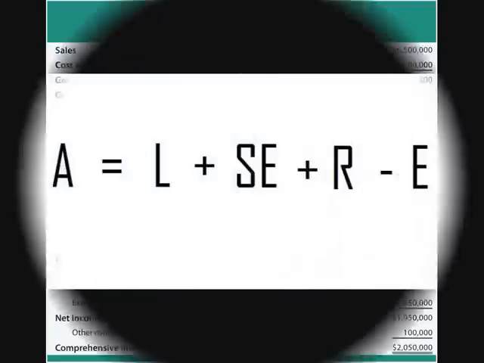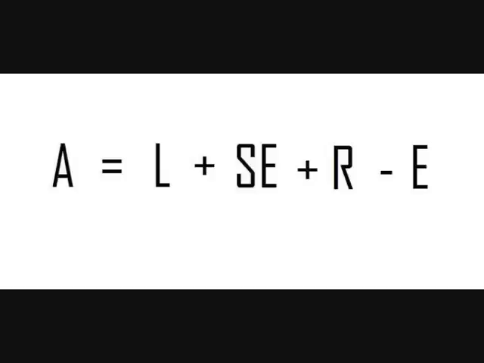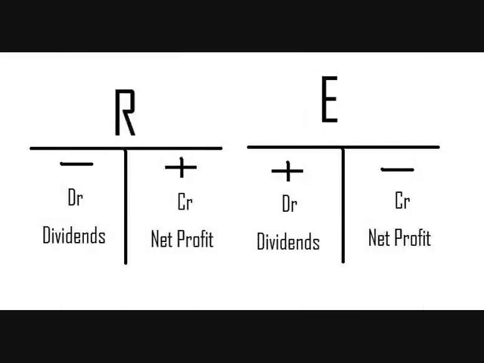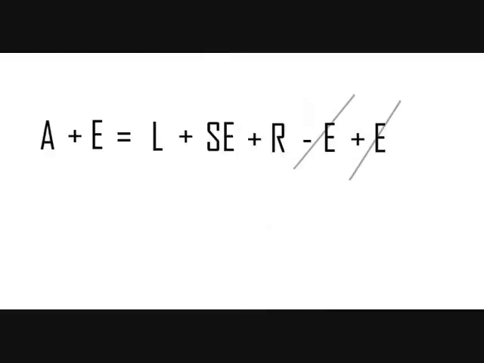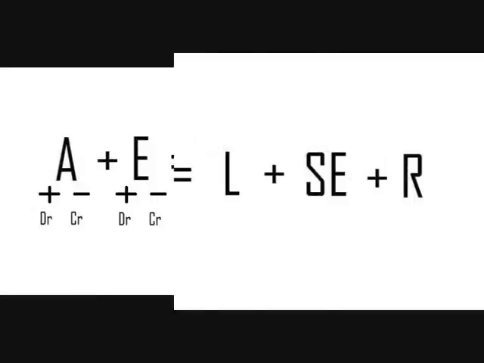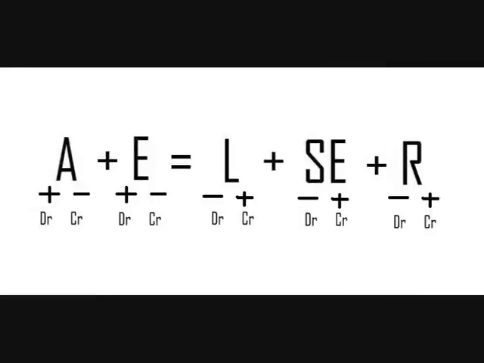Now let's add revenues and expenses to the basic accounting equation. To record revenues is the same as recording liabilities or shareholders' equity. Recording expenses is the same as recording assets. So if we now add expenses to both sides, we get the accounting equation in full, with a little algebra. And now the recording process becomes much simpler.